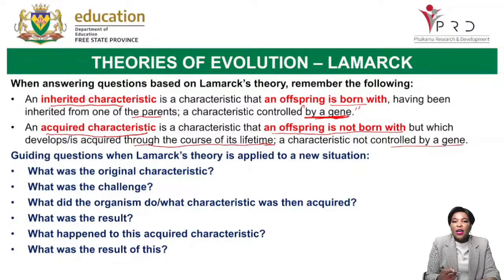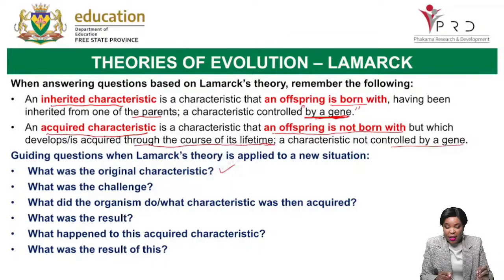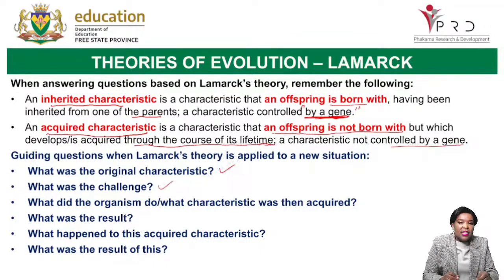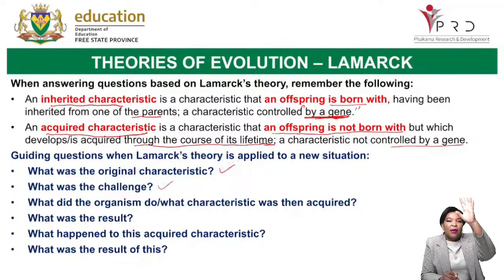Then there are guiding questions to think of when you are answering this question. So what are those guiding questions? These are the questions that can lead you to the answer because you are trying to interpret the situation. The first thing you need to ask yourself is, what was the original characteristic? This is where you will trace that all of them had short necks, or whatever situation you are given there. And then what was the challenge? There was no food available on short trees anymore. Food was available on higher trees.